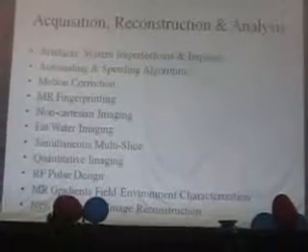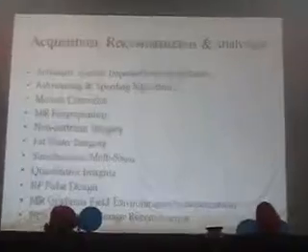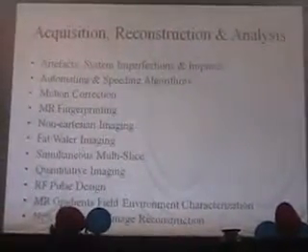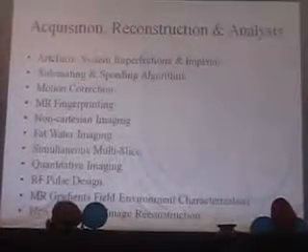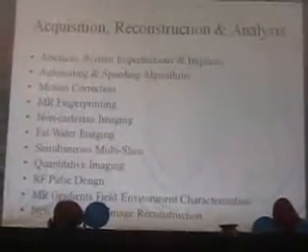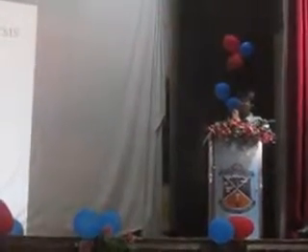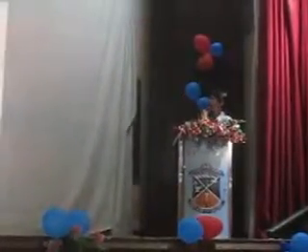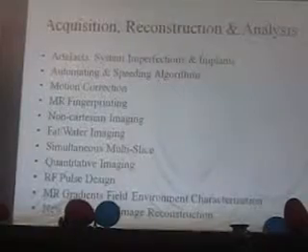So acquisition, reconstruction and analysis. There are also various subtopics in MR acquisition like artifacts. Artifacts are the noisy part in the images which doesn't represent the exact information in the MRI, and there is also the algorithms part, motion correction, MR fingerprinting, non-Cartesian imaging, fat imaging and the water imaging, and simultaneous multi-slice quantitative RF pulse, MR gradients, and new frontiers in image reconstruction like the Fourier transform reconstruction.